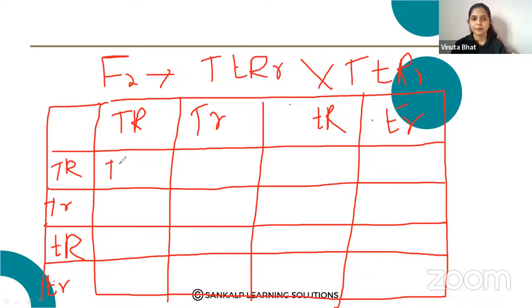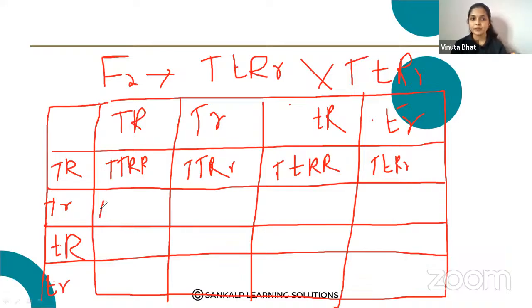First one, capital T, capital T, capital R, capital R. So all are red and tall plants, red color flowers. Capital T, capital T, capital R, small r. All are red and tall plants. Next one, capital T, small t, capital R, capital R. All are tall with red color flowers. Next one, capital T, small t, capital R, small r. So all are red color flower producing tall plants.